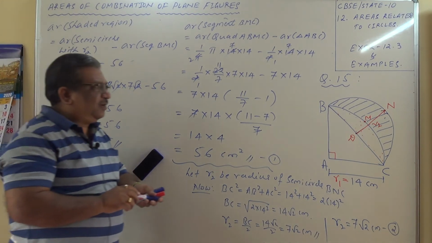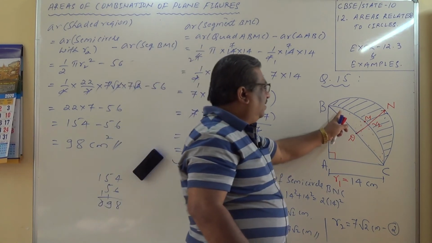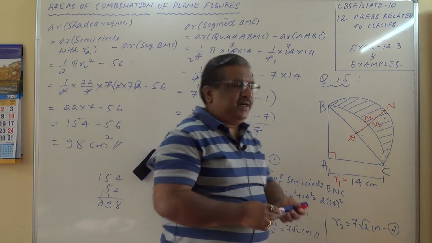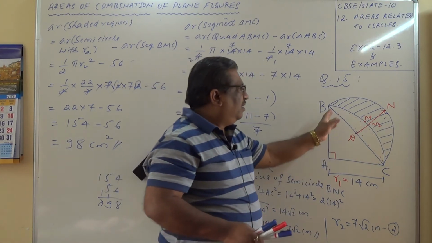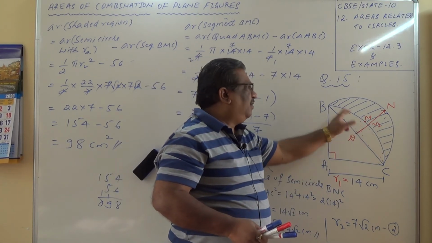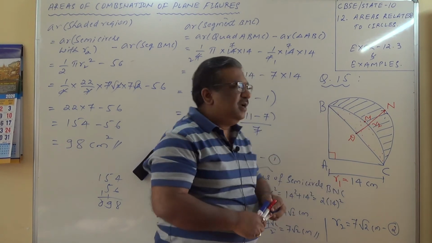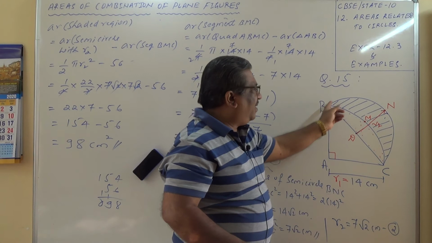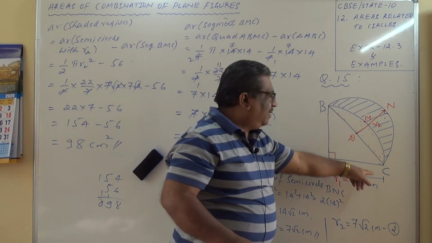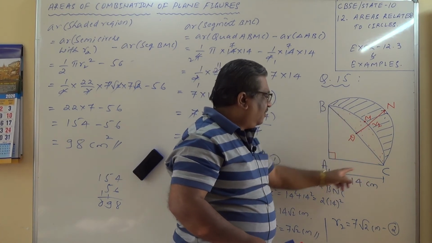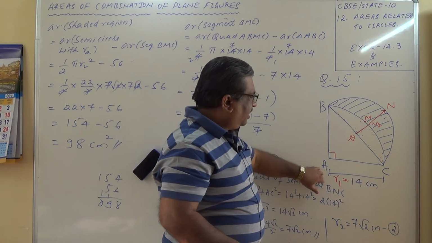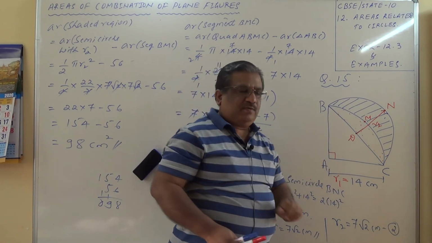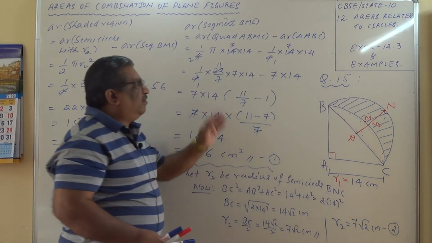A little typical question here. First we have to find out the area of this segment, and then we can find out the area of the shaded region by subtracting the area of the segment from the area of the semicircle. In order to find the area of the semicircle, I need to find the radius of the bigger semicircle, which is BC by 2. So BC can be found out by using Pythagoras theorem. So BC square equals this square plus this square. So this way you can find out. So make a note of all this.